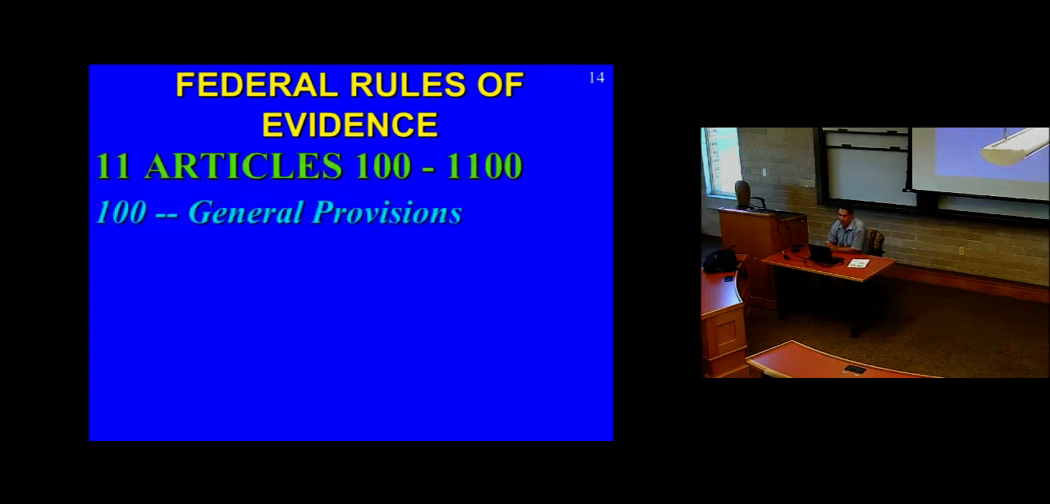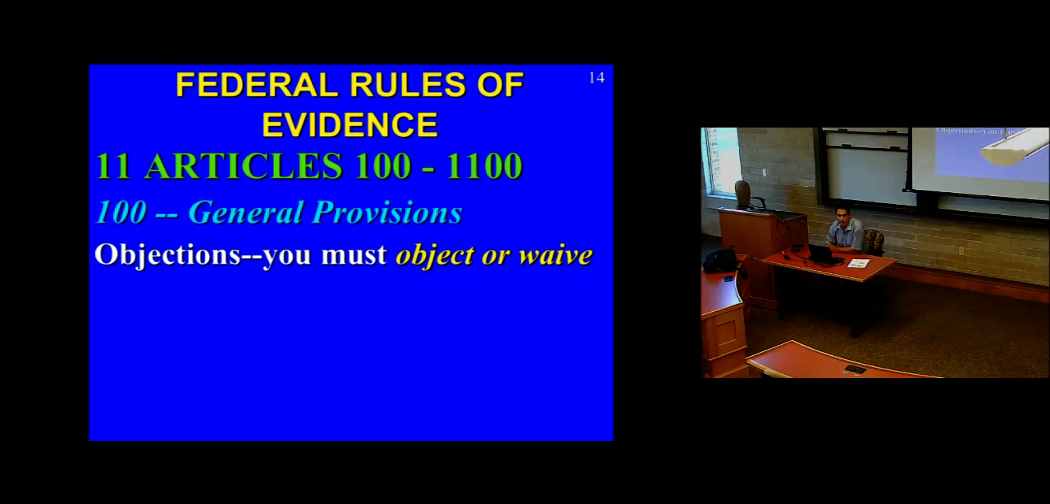All right, now let's start out with the 100 series, which are the general provisions. One of these would be that you have to do your objections very early, very quickly, right after the question. If you don't make an objection and the answer comes, then the objection would be in the form of a motion to strike, because you would say that the answer was objectionable. But if you can get the objection out before the answer, then of course the jury never hears it. You don't have to unring that bell, and it's better to object early, right after the question.